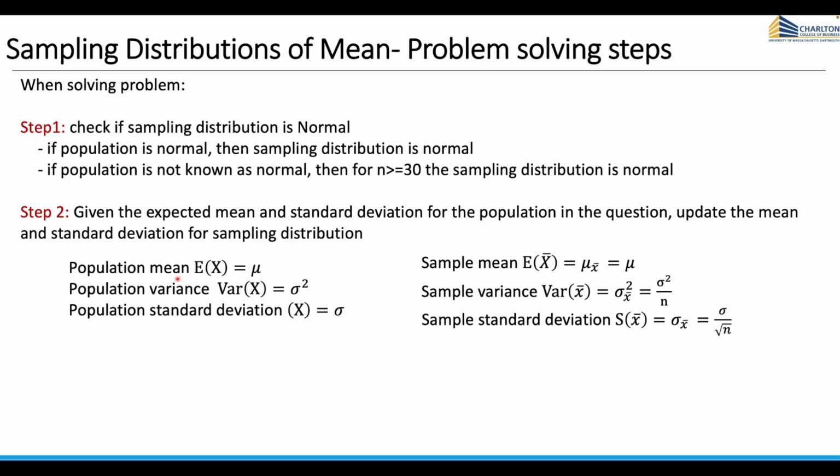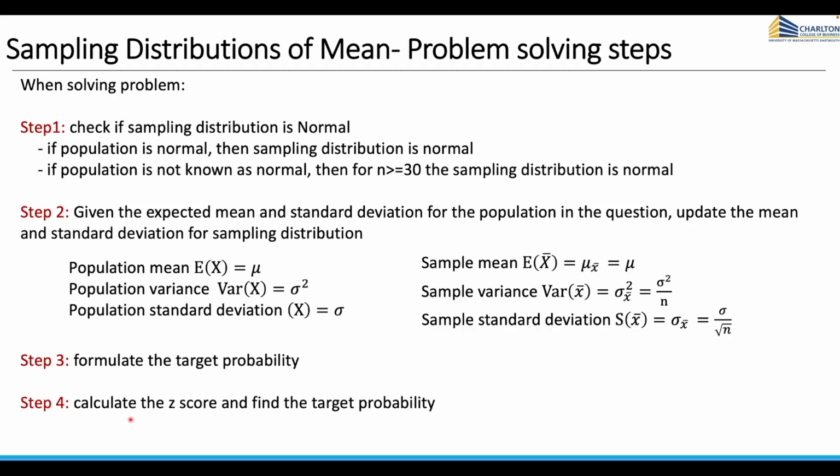If the population mean is denoted by mu, then we know that the sample mean is also mu. And if the population standard deviation is sigma, then the standard error, or sigma sub x bar, is sigma over the square root of n. Next step, formulate the target probability, and last step, calculate the z-score and find the target probability, or use the Excel function to calculate the probability.